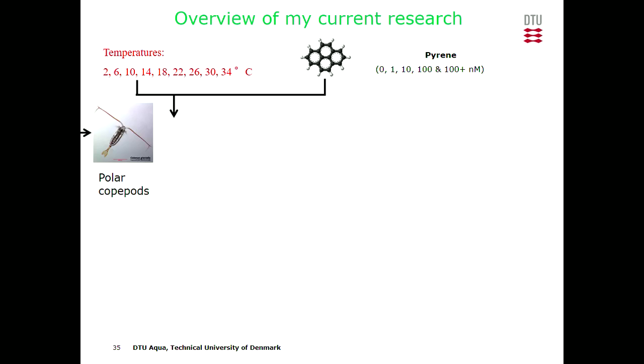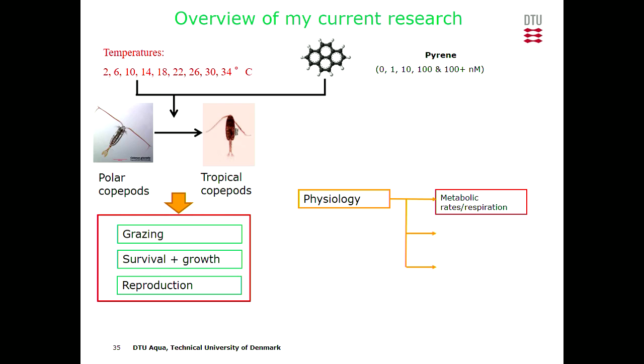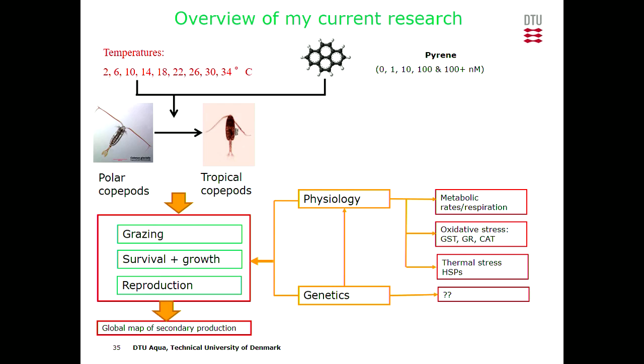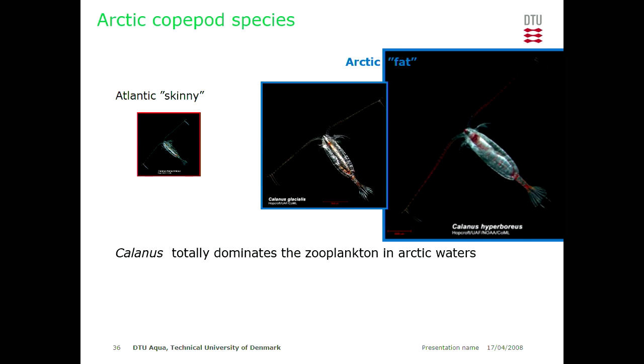So this is an overview of my current research, with different groups of copepods from polar to tropical ecosystems, and from life history traits to physiology. At the final phase, I would like to make a prediction for a global map based on modeling, and with some information about the copepod species in the Arctic that we have done this year.